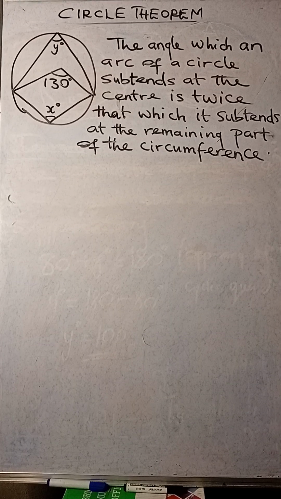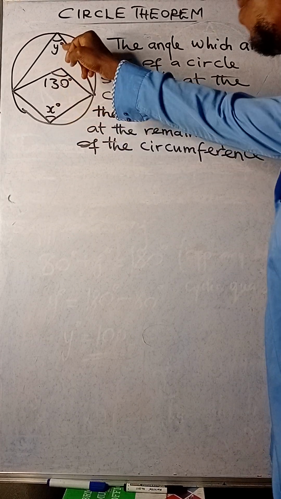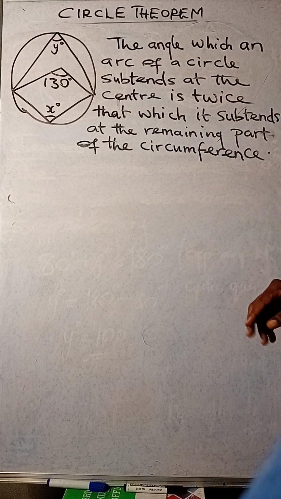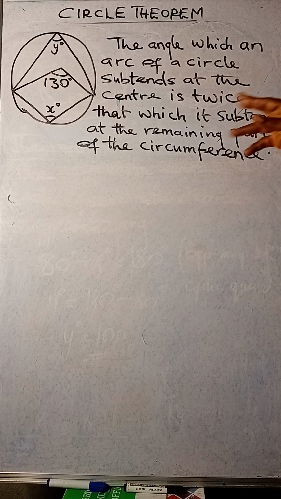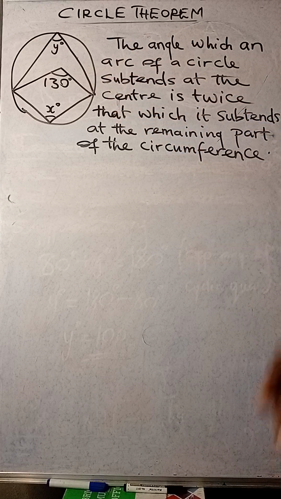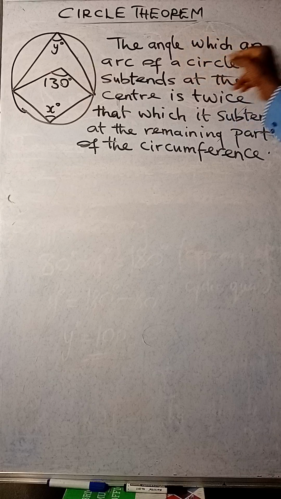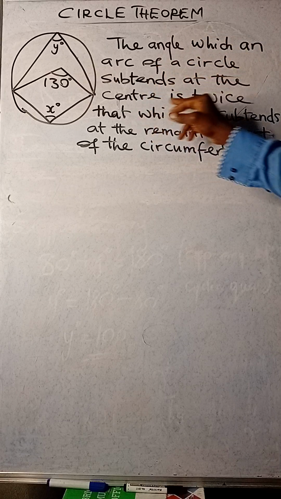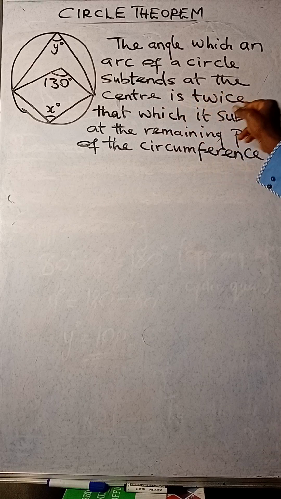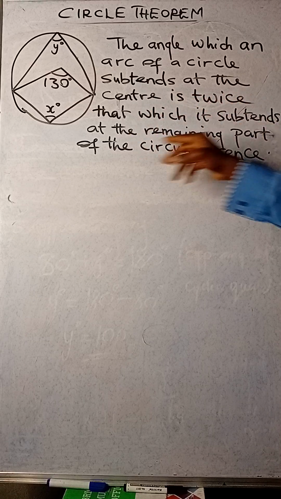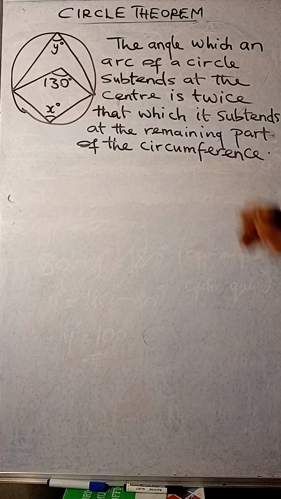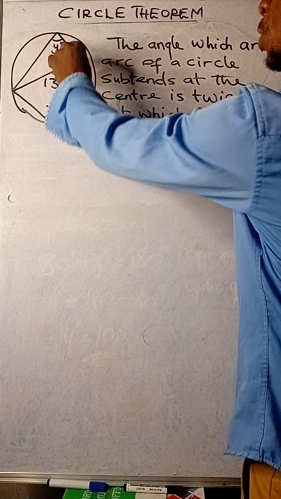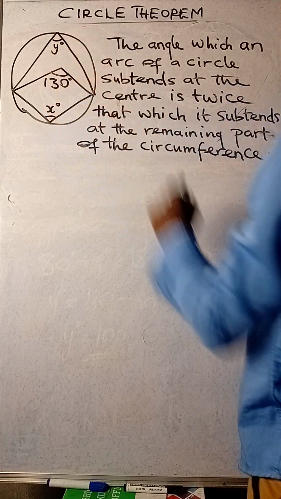Now, for the second question, we have x and y. We are looking for x and y. Now, we'll be using a different theorem, which is the second circle theorem, which I discussed in our last class. The angle which an arc of a circle sustains at the center is twice that which is sustained at the remaining part of the circumference. Any angle at the center is twice the angle at the circumference.